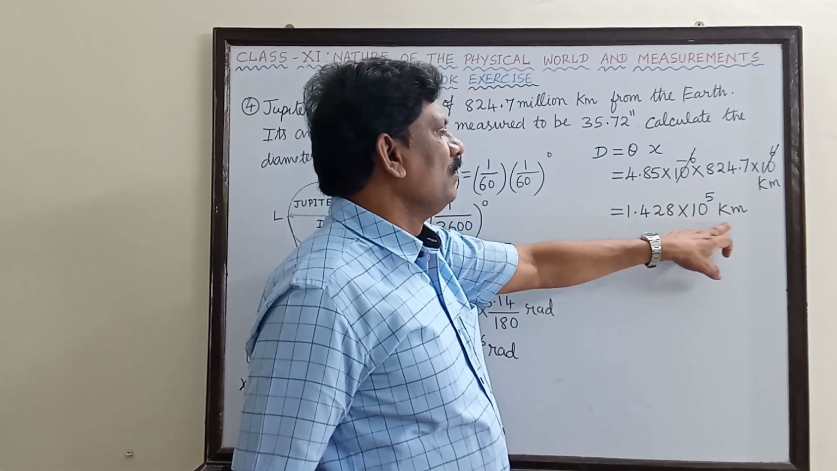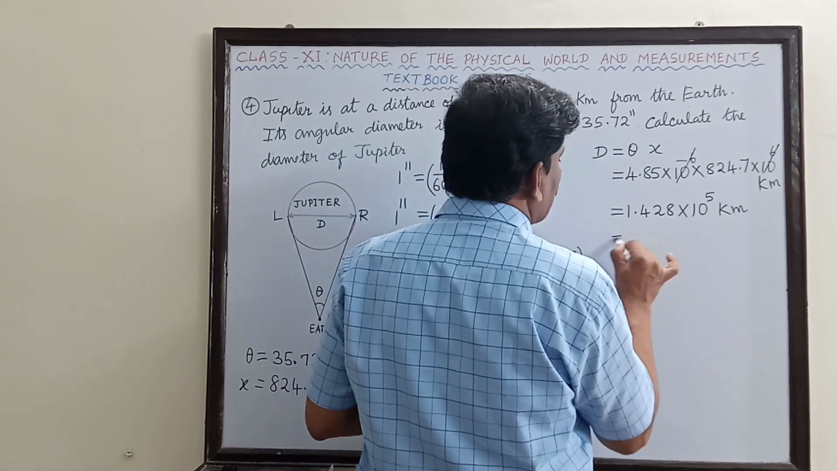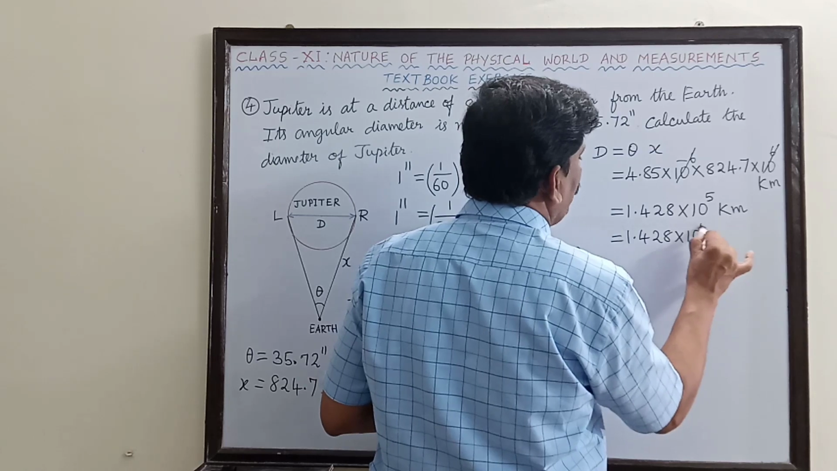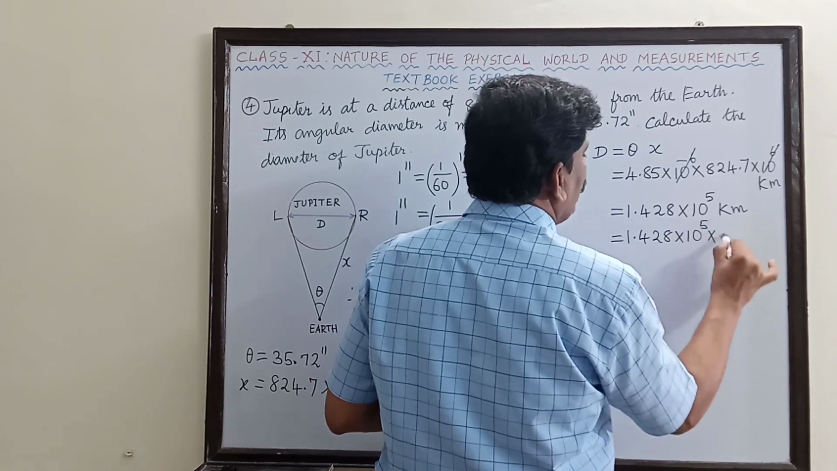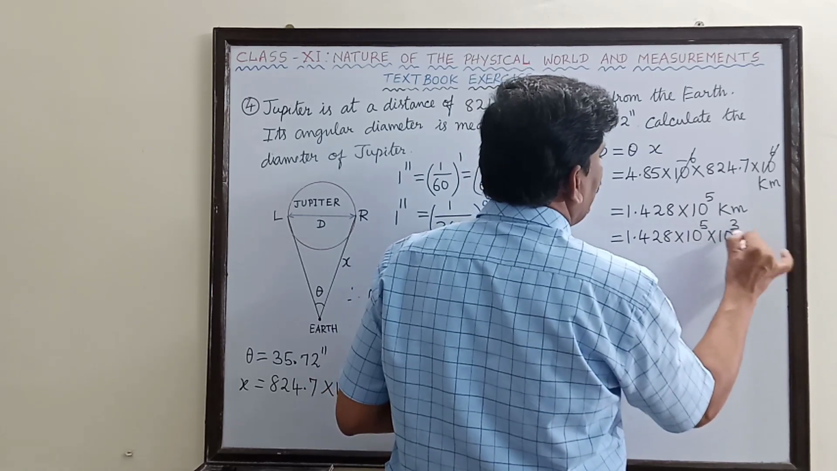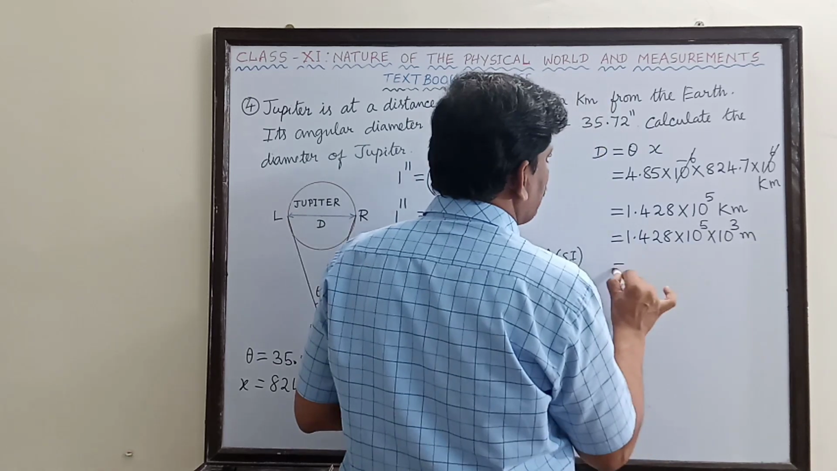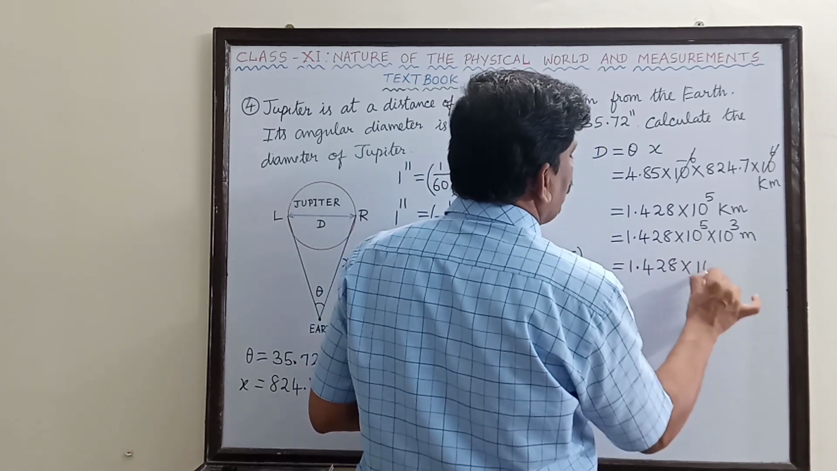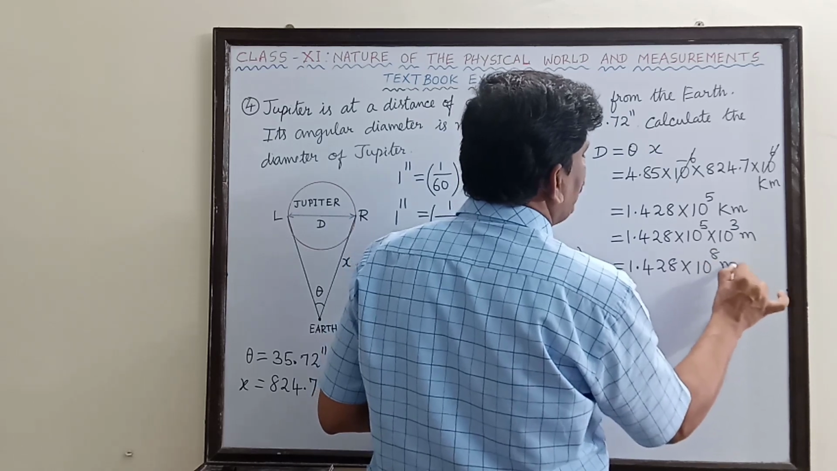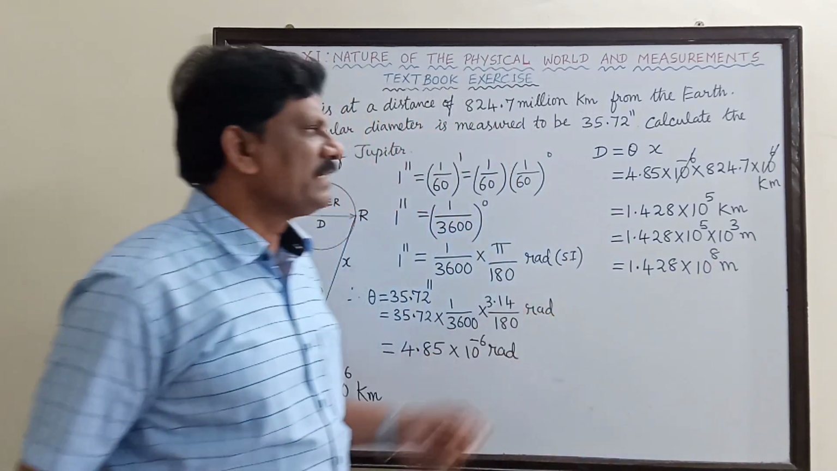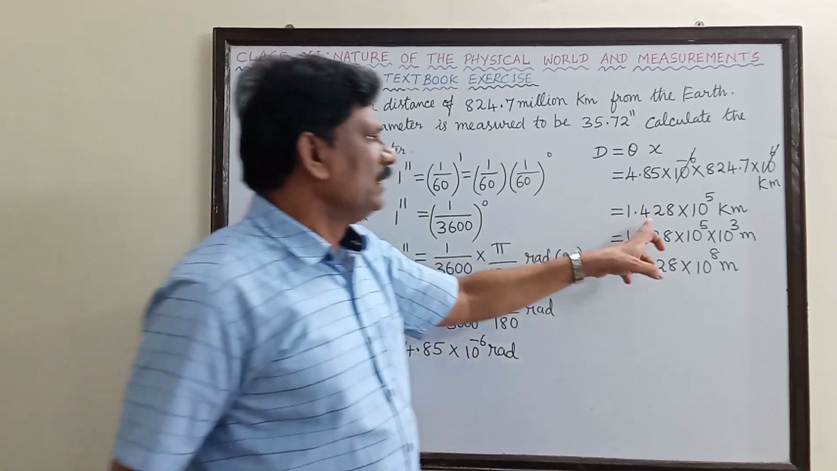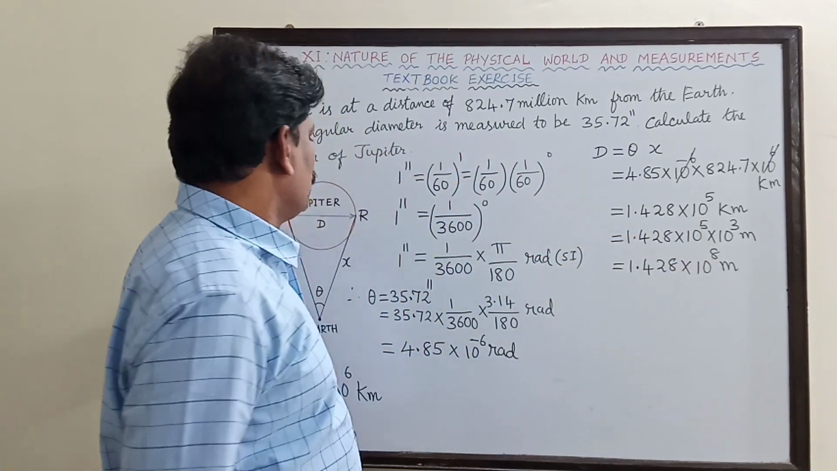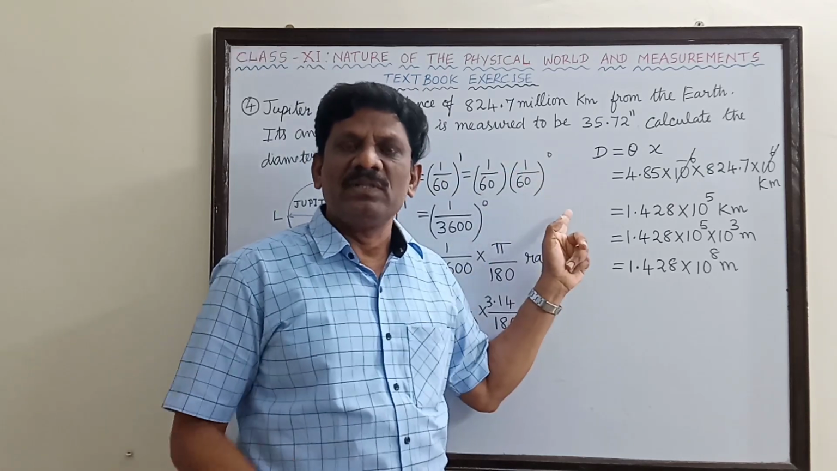Suppose if you want to express this in meter, this is also equal to 1.428 into 10 to the power of 5 into 1 kilometer is 10 power 3 meter. So this is also 1.428 into 10 power 8 meter. So in both the units I have expressed in kilometer and also in meter. I hope you must have understood this well. Fine.